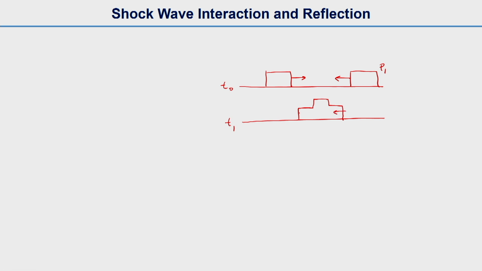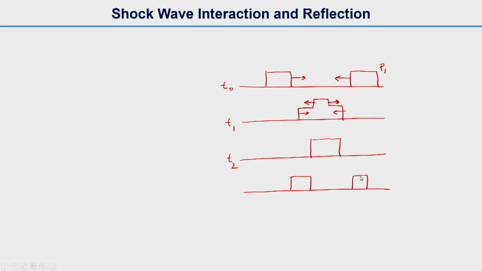So these two are release waves, and after interacting this will reflect back. So at time t2, this wave will look like this, and then at time t3 this will be separated, and both the waves will go back away from each other. This is at time t3.